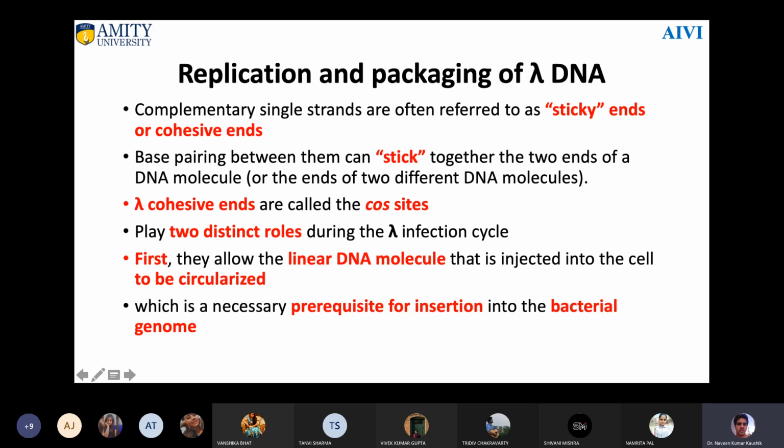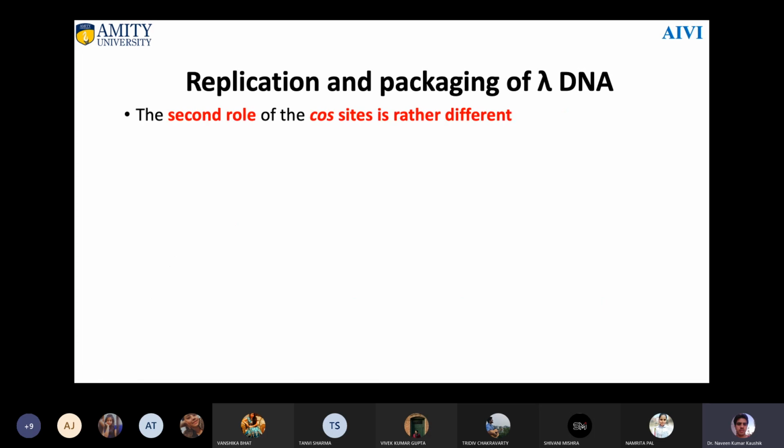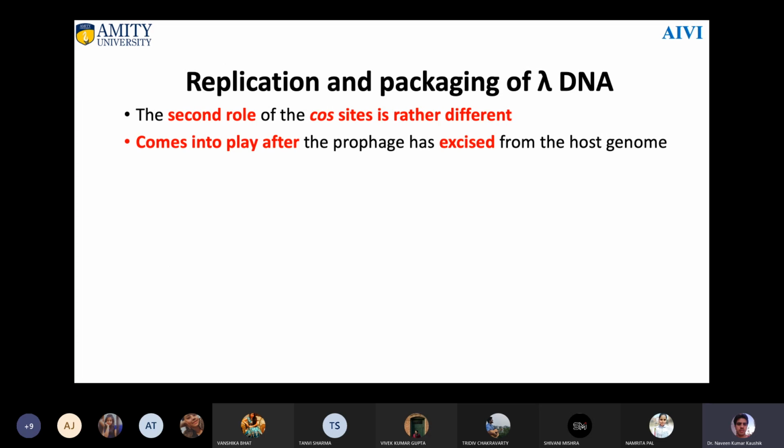Okay, so this is the first thing that we mentioned, and the second thing is packaging. The second role of the cos site is rather different, and that is that it helps in packaging. It comes after the prophage has been excised from the host genome. So now replication is there, the lytic cycle is going to happen. Prophage is the phase when it is integrated, that is the lysogeny that we mentioned.